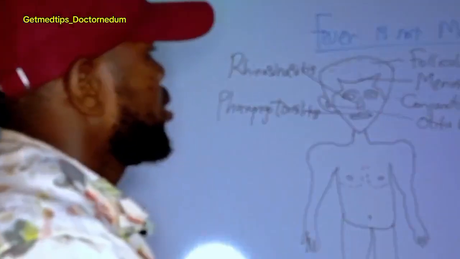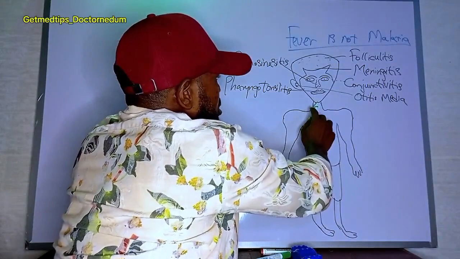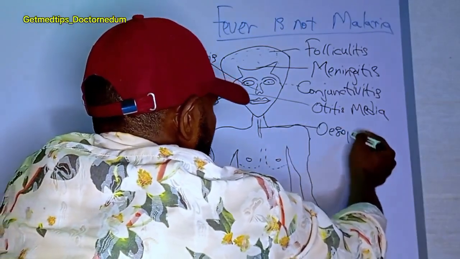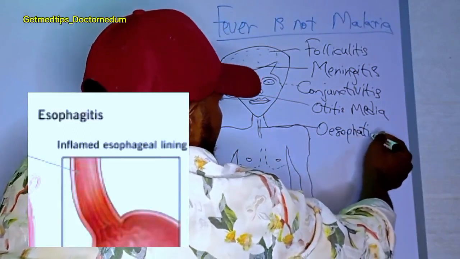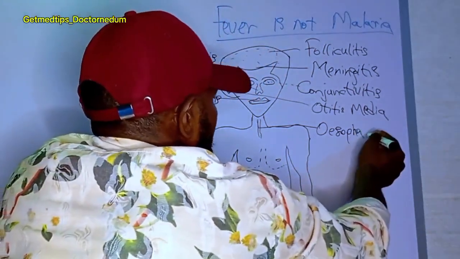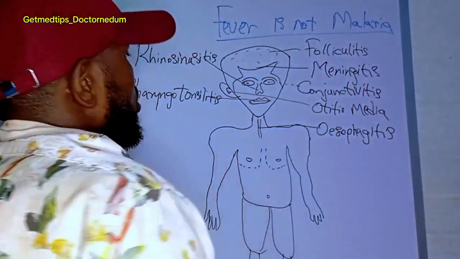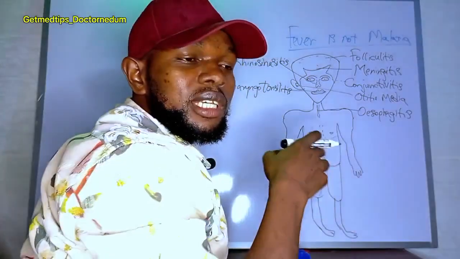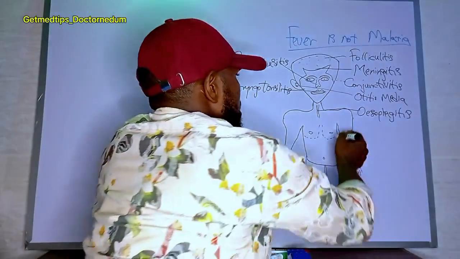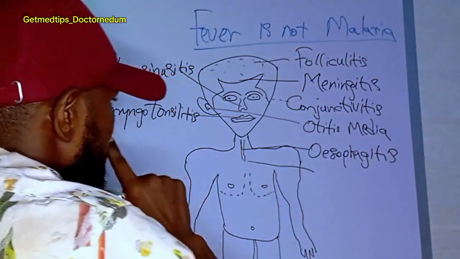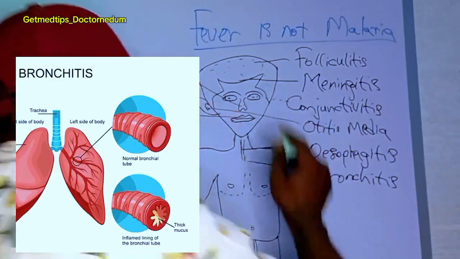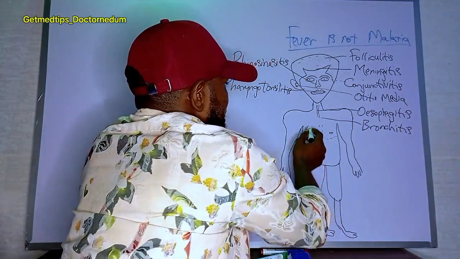Please pardon my space. Okay, now if it happens in the esophagus, that is what? Esophagitis. Esophagitis, and it can cause fever as well. Now, if it happens in the airway towards the bronchioles or the bronchi, that is bronchitis or bronchiolitis. So this is inside, you can see from this diagram. So bronchitis can cause fever.